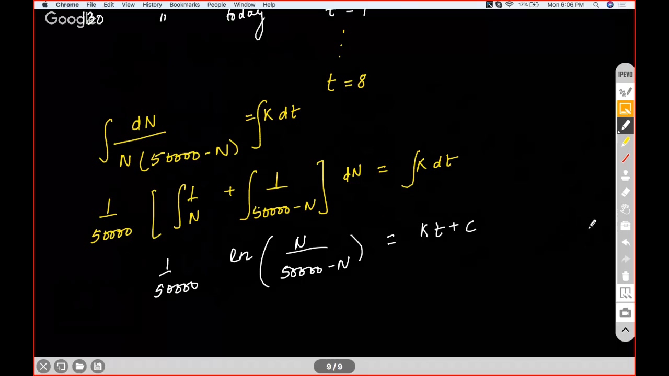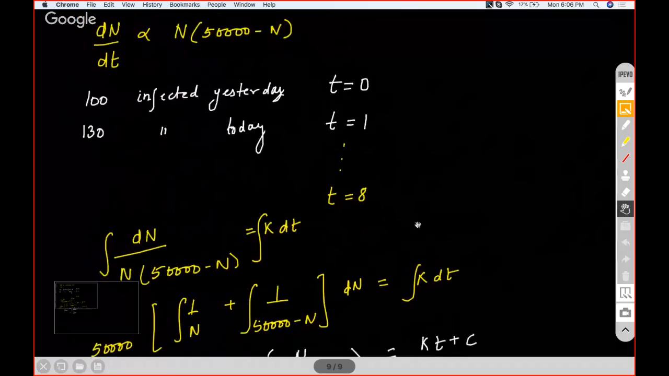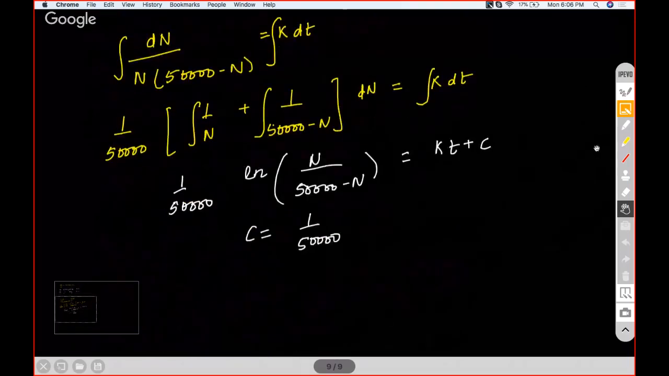Right? So now we have been given that when t was 0, that's yesterday, 100 people were infected. So it was not 1,000 people? No, it was just 100 people. I wrote here, 100 infected yesterday. Oh, I took it as 1,000. Just 100 people. Okay.